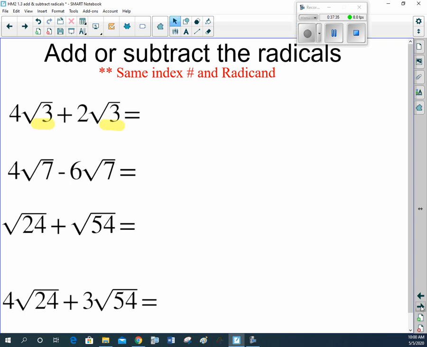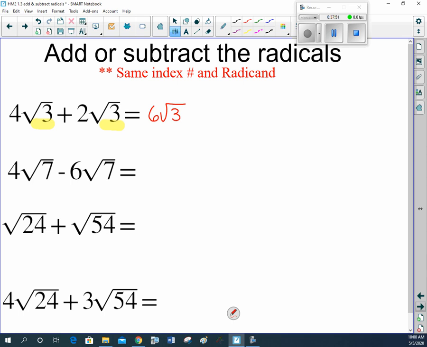So what is 4 root 3 plus 2 root 3? Well, 4 plus 2 is 6. And then you leave the radicand alone. So you don't add the radicands, you just leave them alone. It's like saying the 1 apple plus the other apple is 2 apples. Leave the radicand the same number.